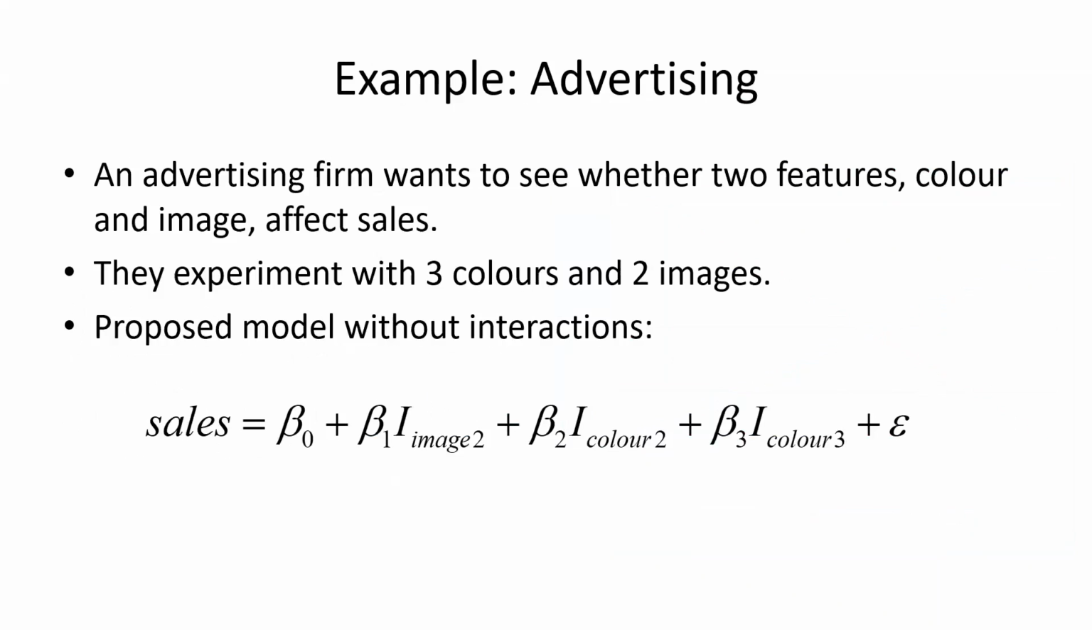Second experimental design example, in advertising. An advertising firm wants to see whether two features, color and image, affect sales. And they experimented with 3 colors and 2 images. Just adding indicator variables without interactions, the model is sales as a function of an indicator for image 2. And then for colors, we have 3 colors, so we need 2 indicators, for color 2 and color 3.